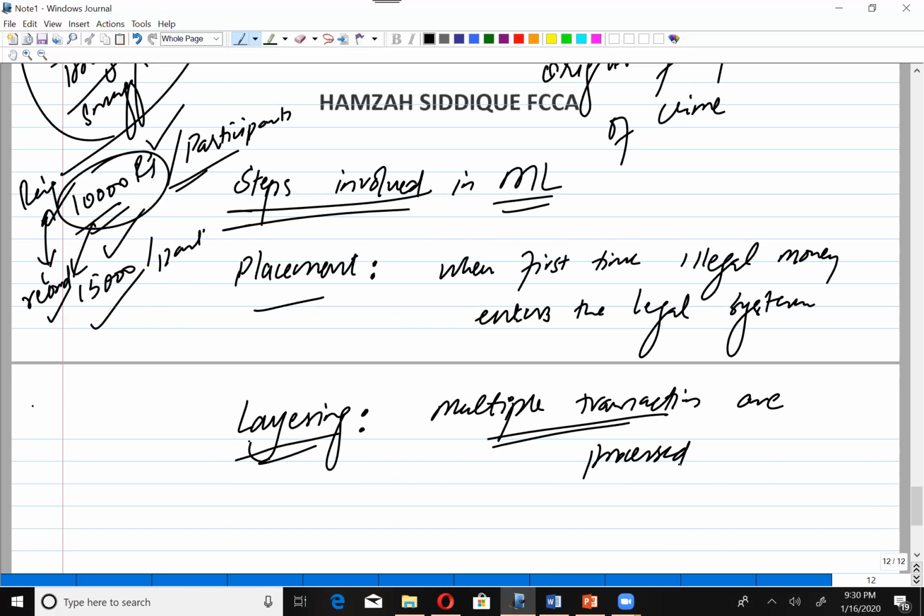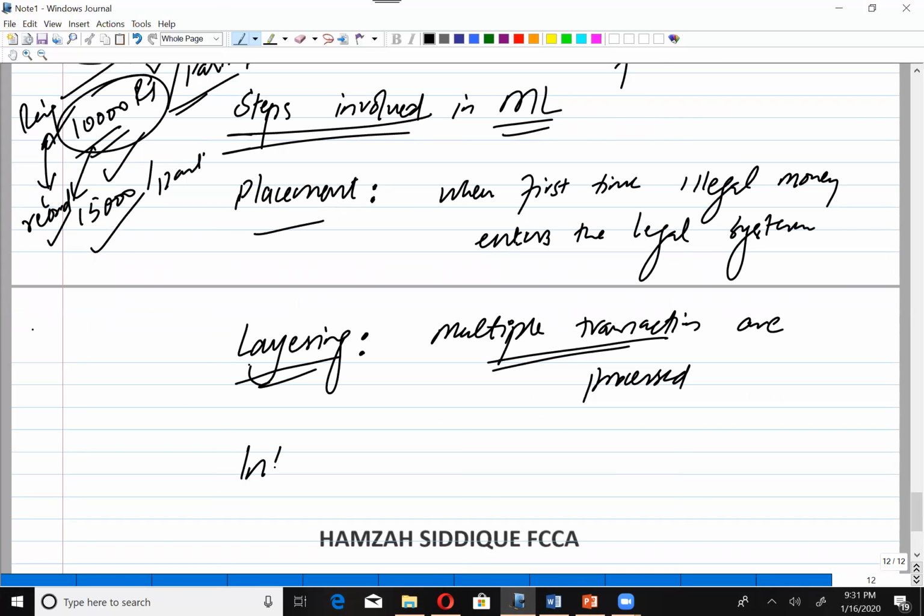Once money is deposited in one account, then it is transferred to another, then withdrawn, deposited to a third bank, transferred to the second, then to the first, from the first withdrawn, deposited in the second. You see the mess; they want to create maximum ambiguity. They do so many transactions that it becomes impossible to understand the situation. And if they are successful in it, then that was their target. Now, next after layering is integration.